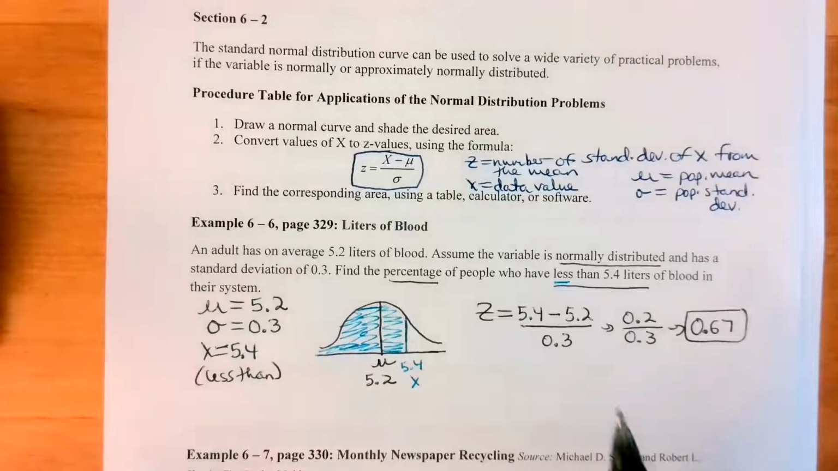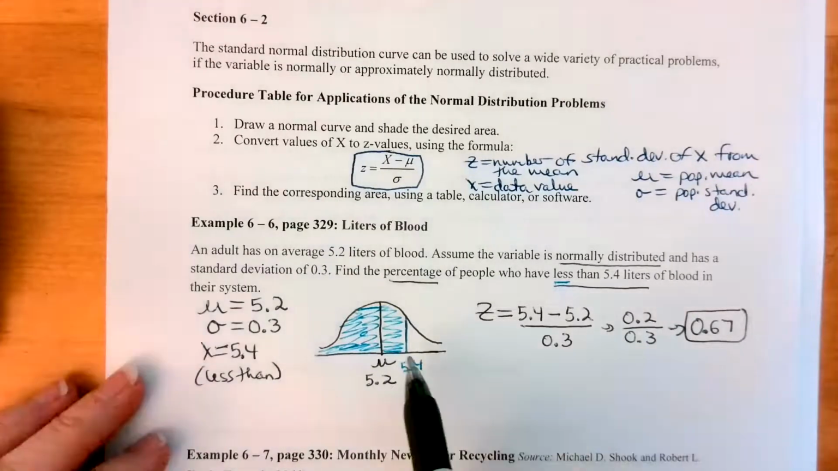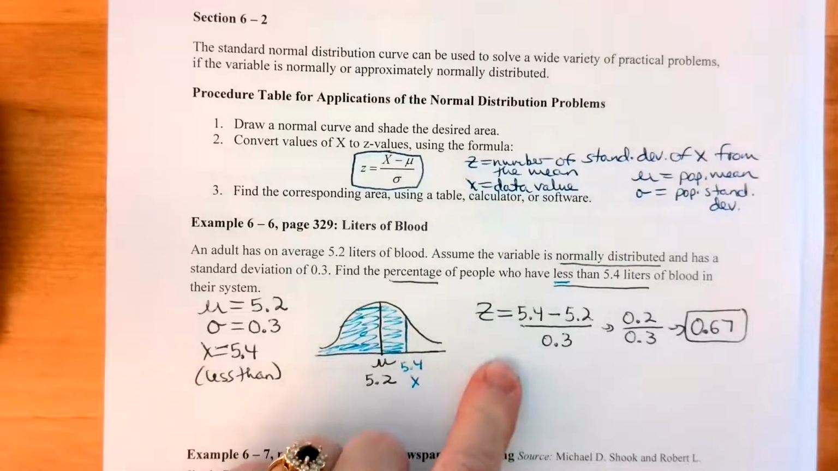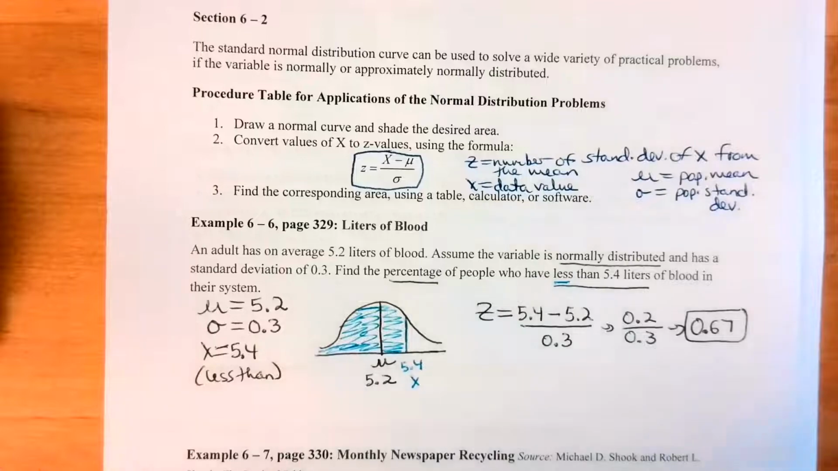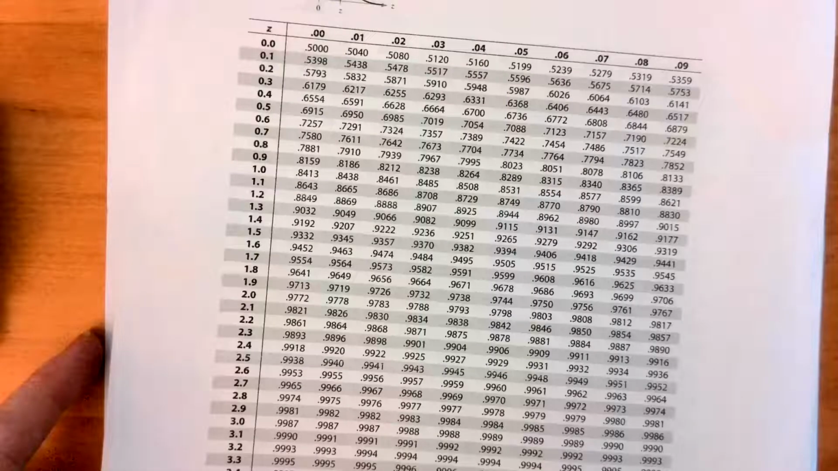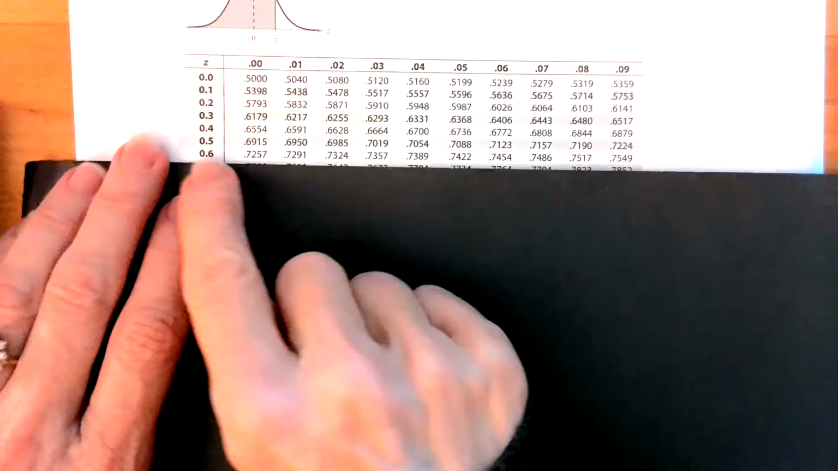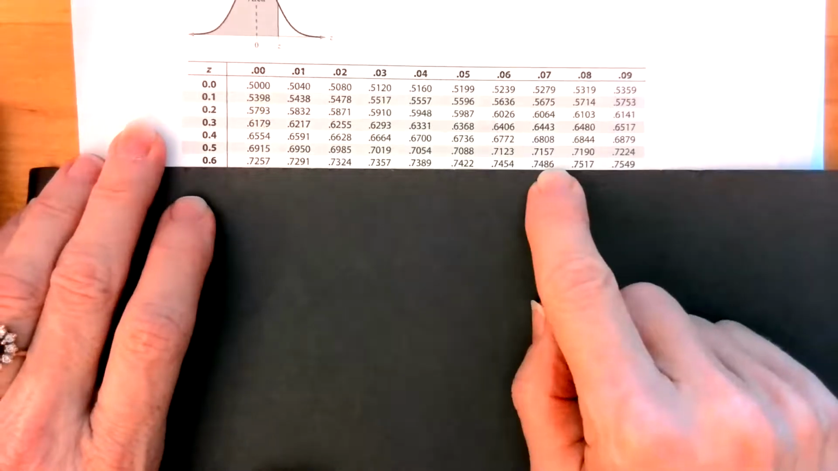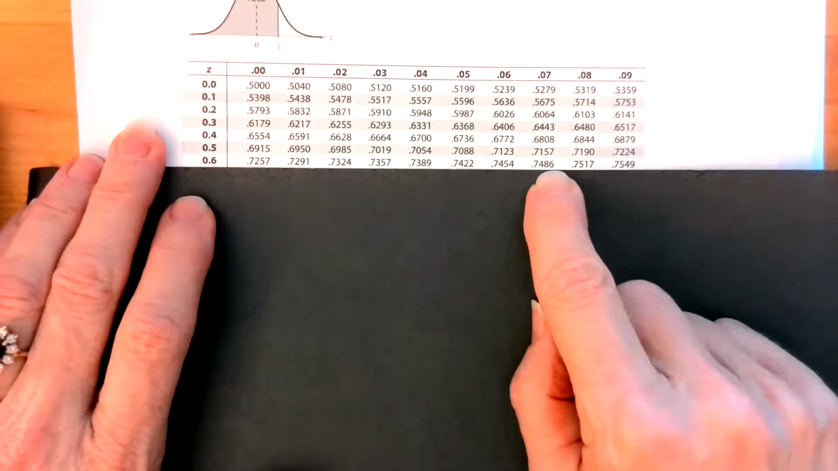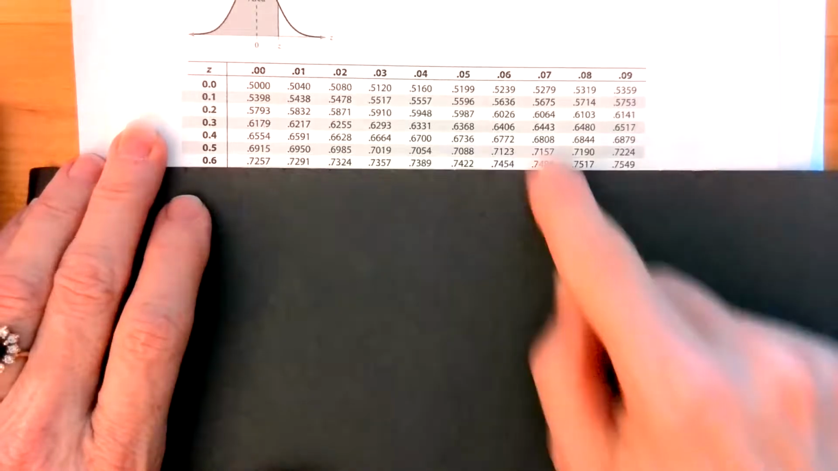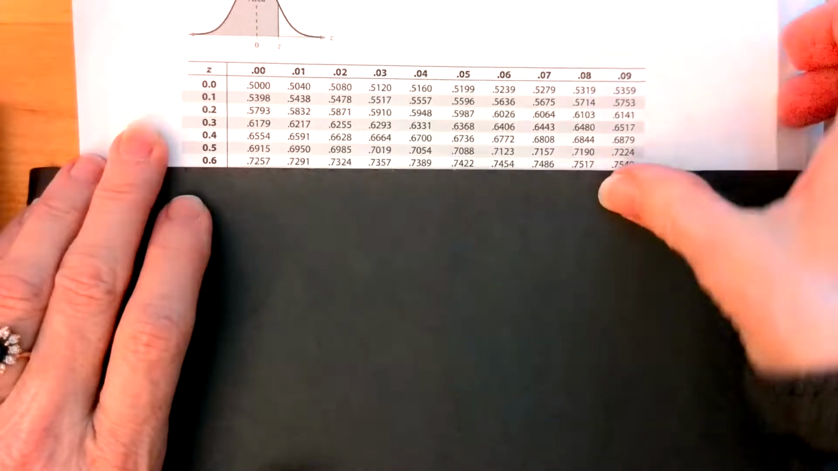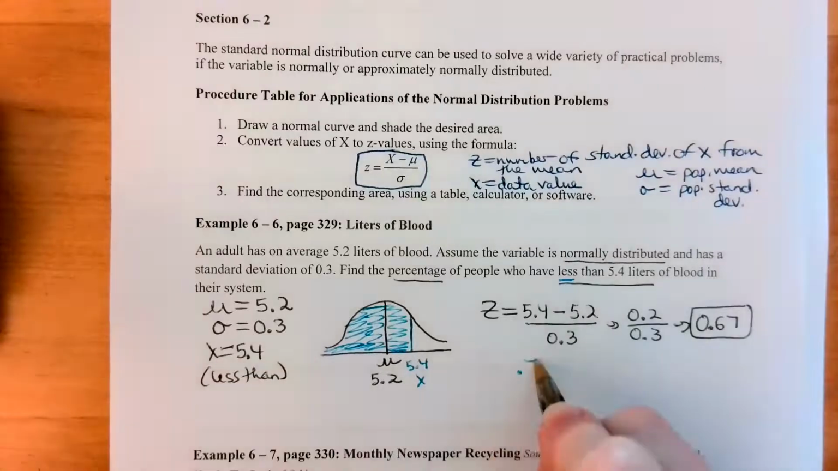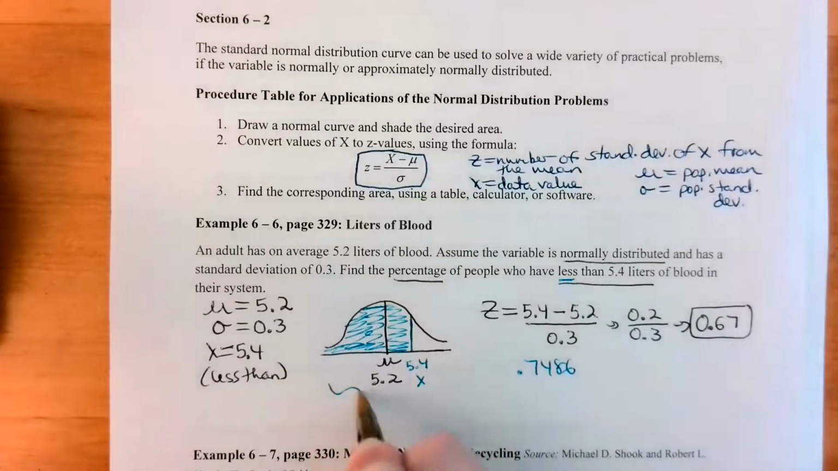We are not done. What we now need to do is look it up and find the area to the left, which is actually what we want. So that'll be our answer. So as we learned in the last section, we're going to look up 0.67 on the positive z-table. So we're going to go to row 0.6 and over to the .07 column, 0.67, and that gives me the area to the left of 0.7486. So 0.7486 is the area to the left. I'll show that in the picture.